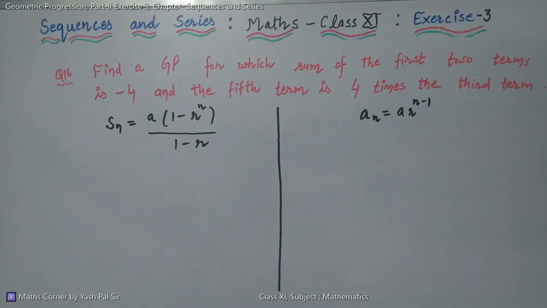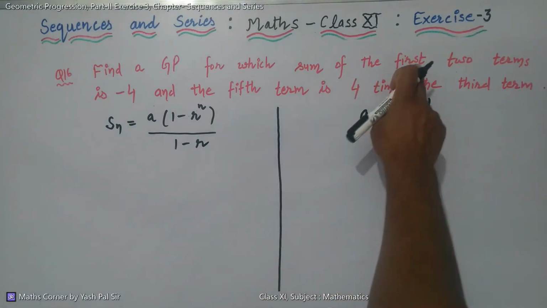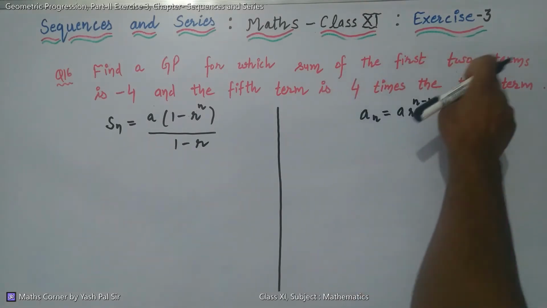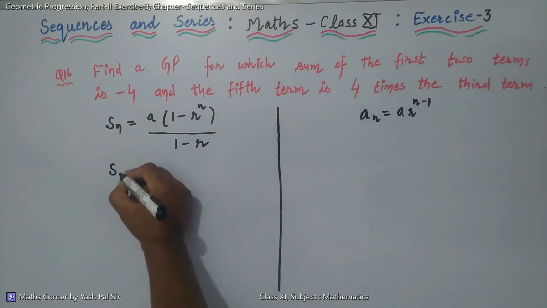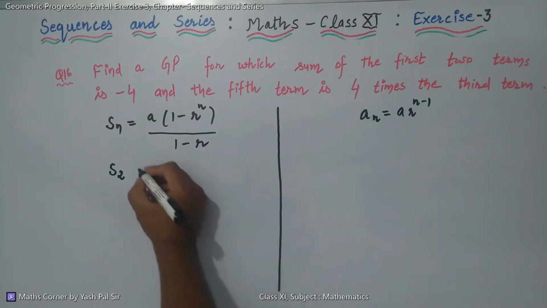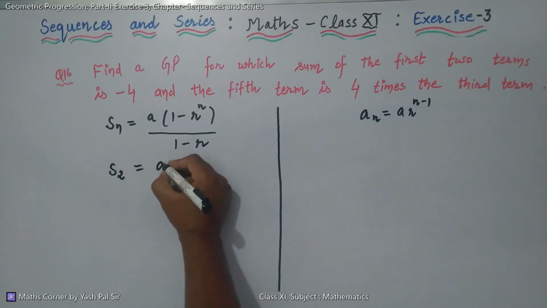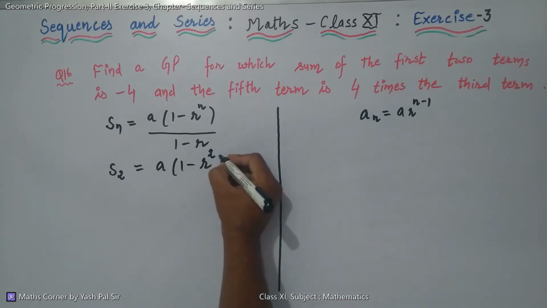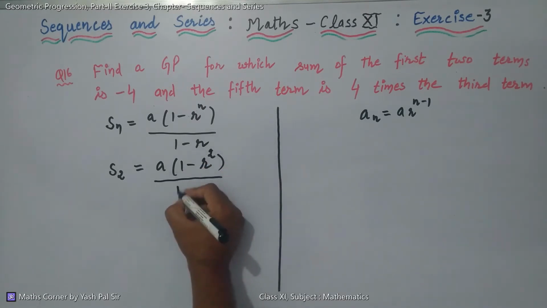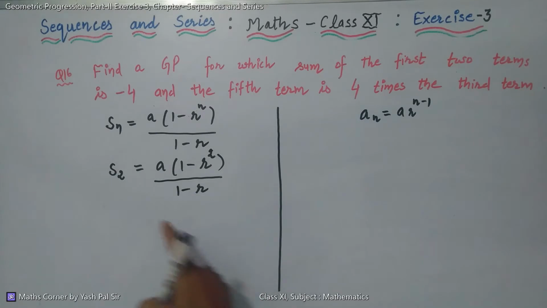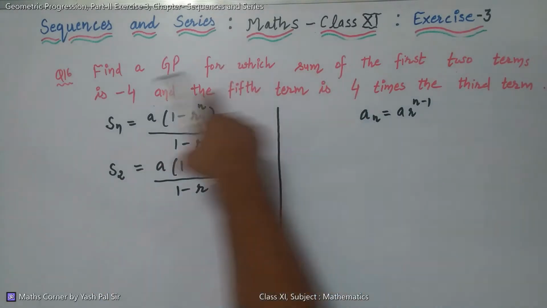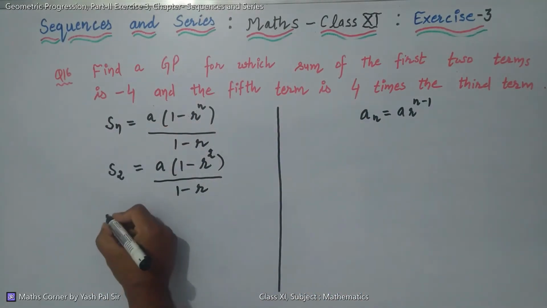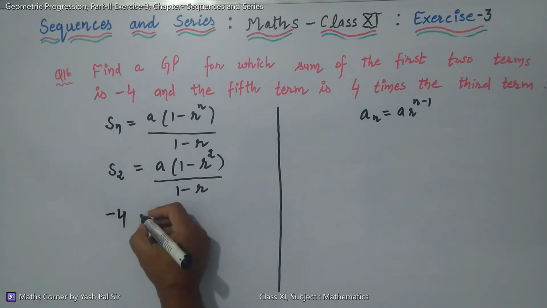So now coming to the question, what is the first case? Sum of first two terms, that is S2, put n equal to 2. This becomes a into 1 minus r raised to power 2, divided by 1 minus r. What is S2? This is -4. This is given.